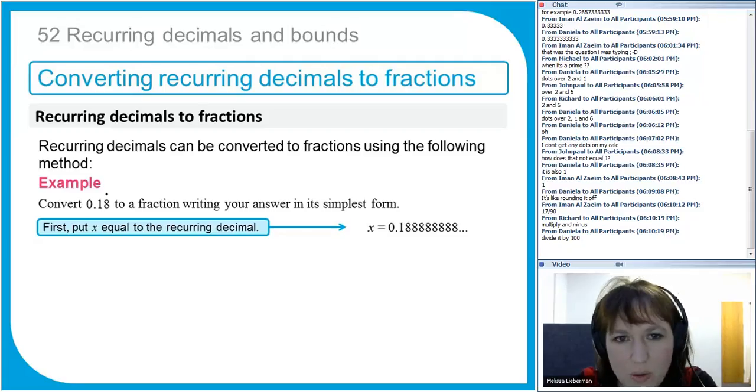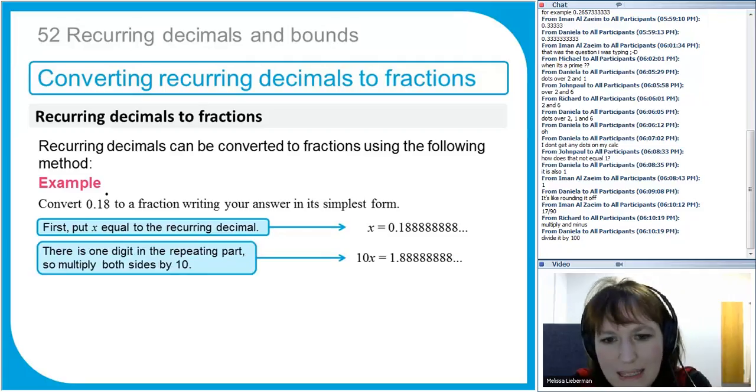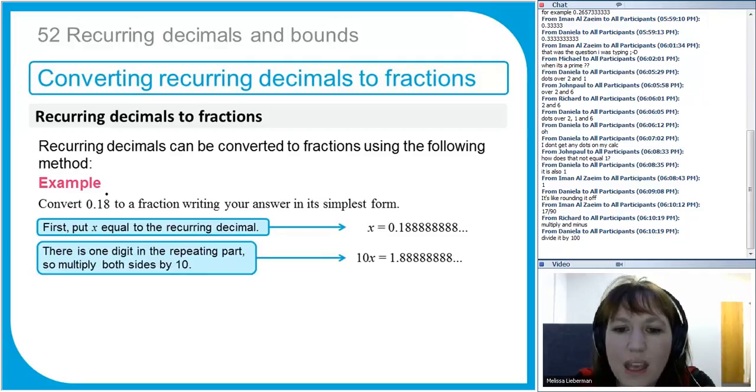So let's see what happens. We're going to multiply both sides by 10. So if x is 0.18888 going on forever, then 10x is 1.888888 going on forever. And what we do next is we subtract these two. And as we subtract them, the whole recurring bit cancels out, just disappears, becomes 0. And so we just got rid of the bit that recurs.